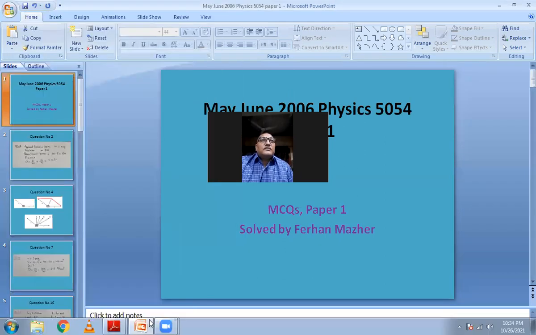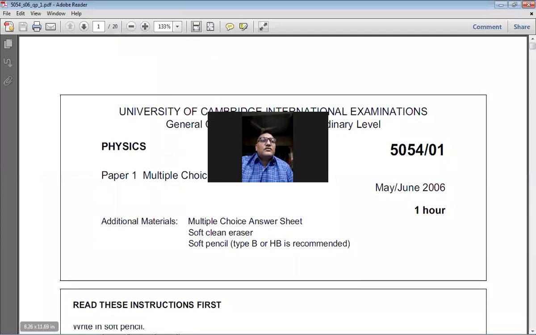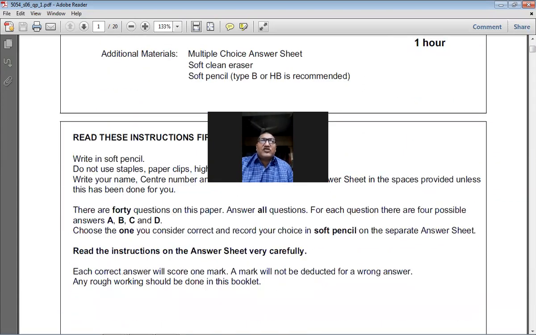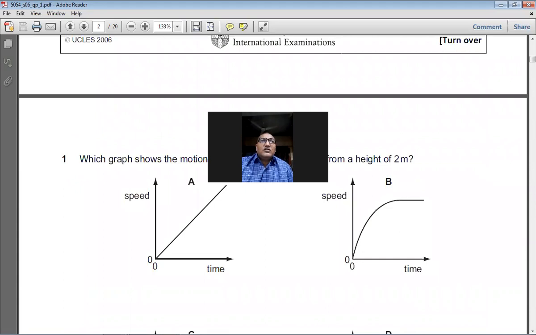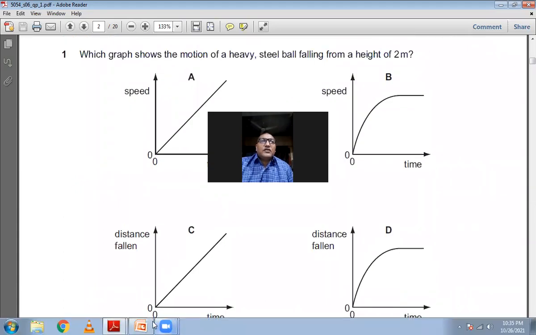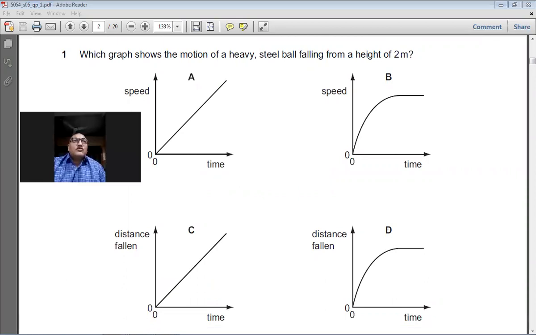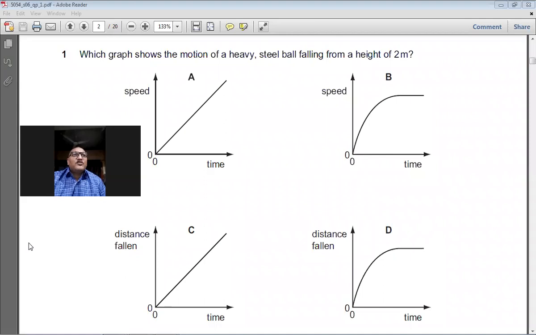So we are going to attempt May June 2006, paper 1, multiple choice questions. Question number 1 is coming up on your screen. And the question says, which graph shows the motion of a heavy steel ball falling from a height of 2 meters? It is very important to note that he's saying a heavy steel ball.